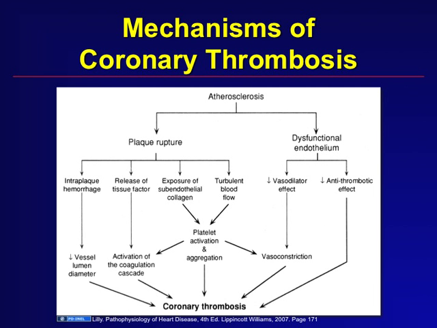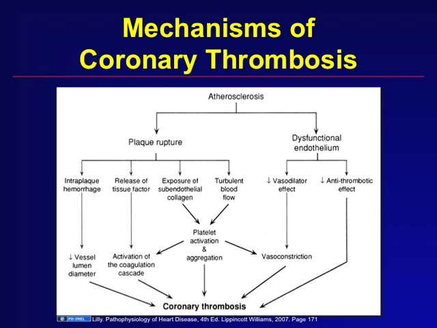Atherosclerosis, plaque rupture, maybe we just get a little intraplaque hemorrhage and it reduces the lumen diameter and we get a little coronary thrombosis. Plaque rupture can lead to release of tissue factor, and this can activate the coagulation cascade leading to coronary thrombosis. Maybe there's exposure of the subendothelial collagen. This activates platelets, adherence, activation, aggregation. Or maybe there's just turbulent blood flow and that turns on platelets. All of those can lead to coronary thrombosis. All can be involved in a plaque rupture.